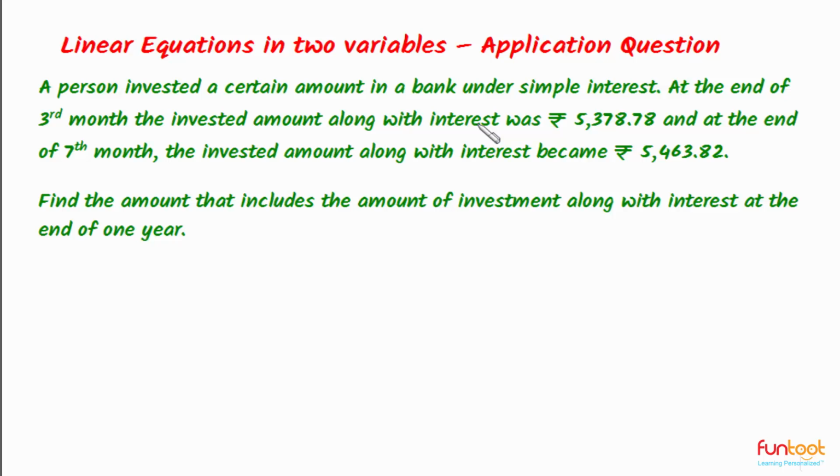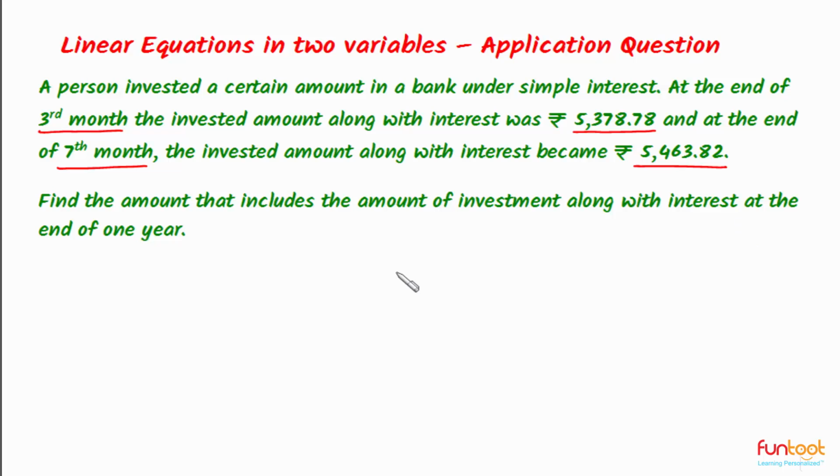Let's do a problem. A person invested a certain amount in a bank under simple interest. At the end of third month, the investment amount along with interest was Rs 5,378.78, and at the end of seventh month, the investment amount along with interest became Rs 5,463.82. Find the amount that includes the amount of investment along with interest at the end of 1 year.